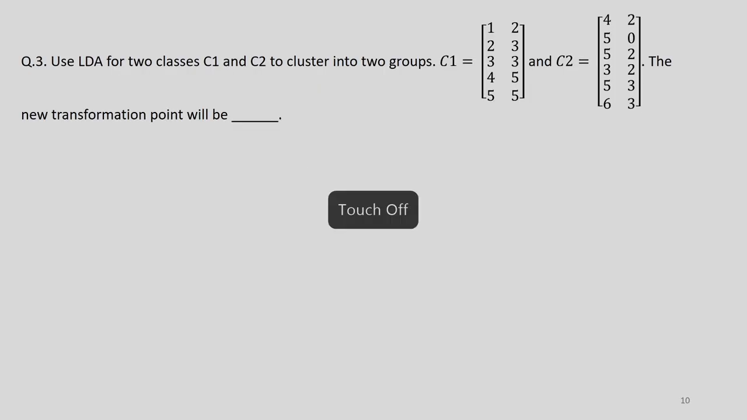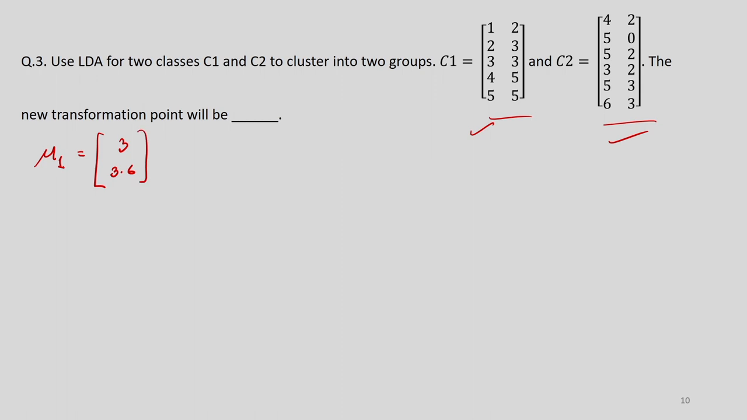So the next problem is, use LDA for two classes C1 and C2 to cluster into two groups. So C1 and C2 are given by these matrices, and we have to find out the new transformation point. For this case, we find the mean of this one and this one. So it would be given by mu1 is equal to 3.6. And similarly, we will obtain the mean for the second class as well. So it is given by 4.67 and 2.